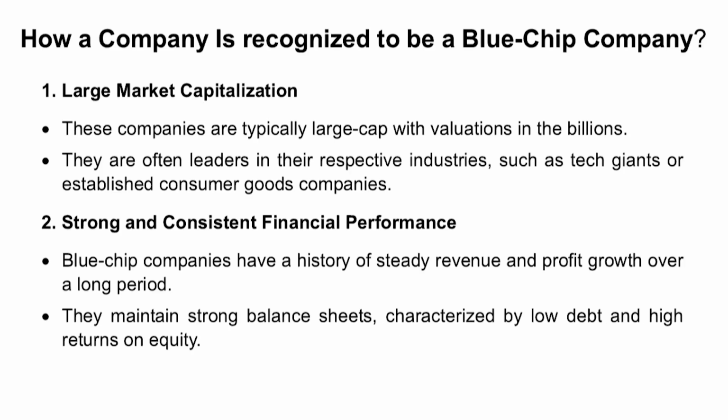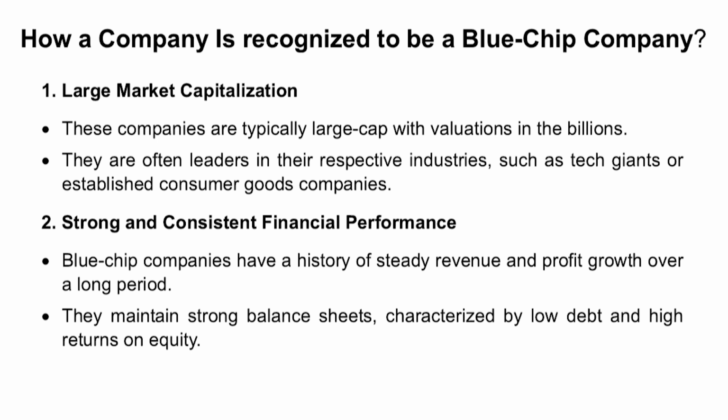Now, let us understand how a company is recognized to be a blue chip company. When they have a large market capitalization, they can be recognized as a blue chip company. Basically they typically have a large cap with the valuation in the billions. They are also leaders in their respective industries, such as the tech giants or any other consumer goods companies, they will be the name, or you can say the brand identity of that particular industry.